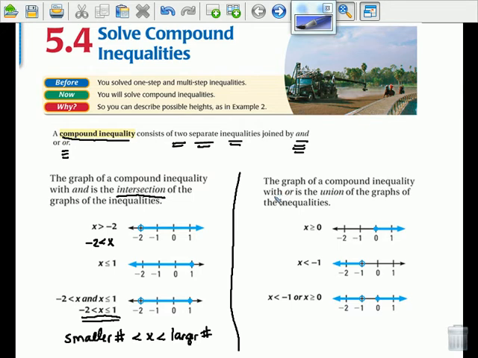Next we have another compound inequality, and this is the word "or", and this is called the union of the graphs of the inequalities. Here we have x is greater than or equal to 0, so closed circle shaded to the right. We also have x is less than -1, open circle shaded to the left. It can't be both with the way that this is written. So we're saying x is less than -1 or x is greater than or equal to 0. In this case, the inequalities are shaded away from each other. They do not intersect. This is called a union.